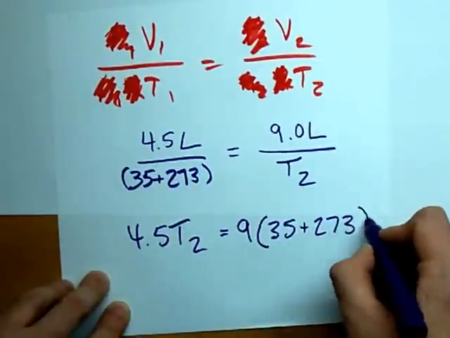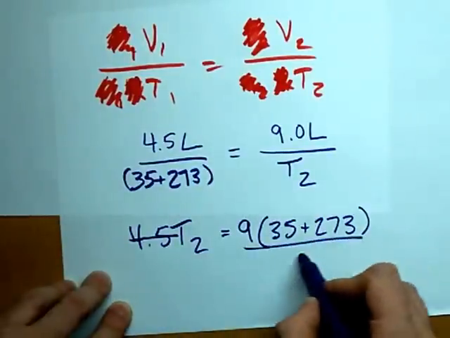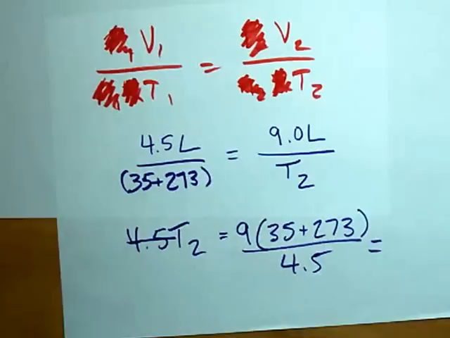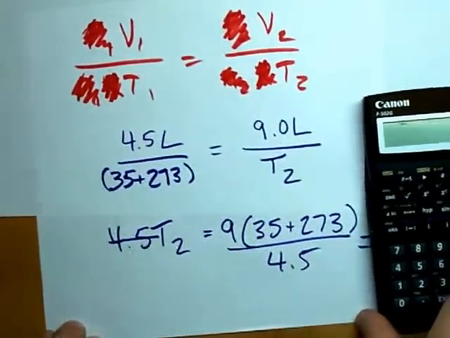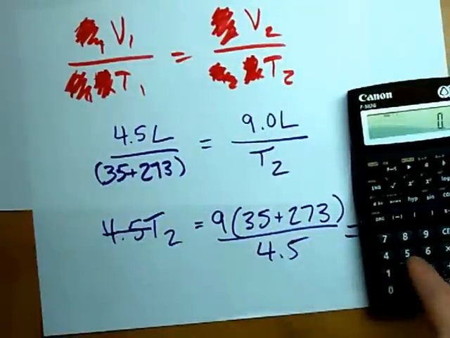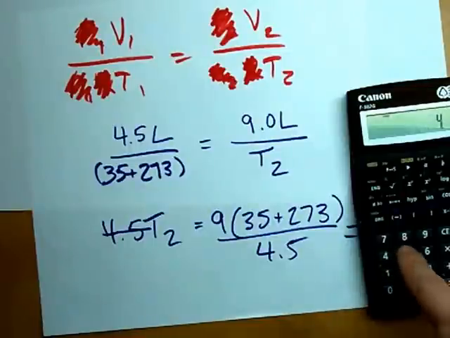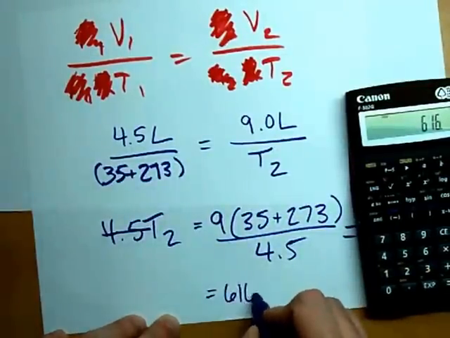I could do it on my calculator. And then to solve for T2, I just divide both sides by 4.5. Alright, cool. So, here we go. On my calculator, can you see what I'm typing? You can. 9 times 35 plus 273 divided by 4.5, I get 616.